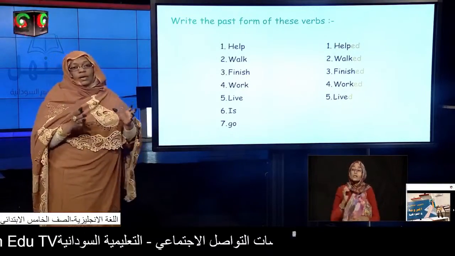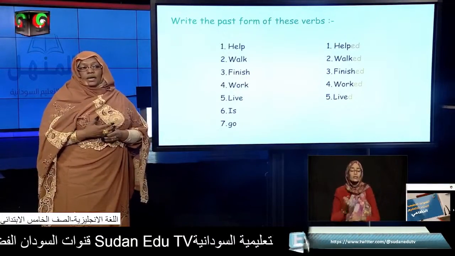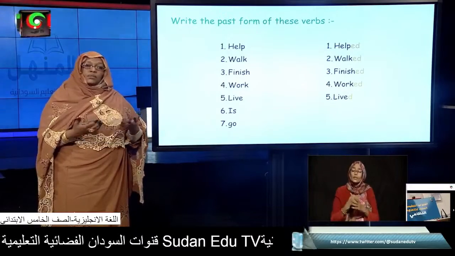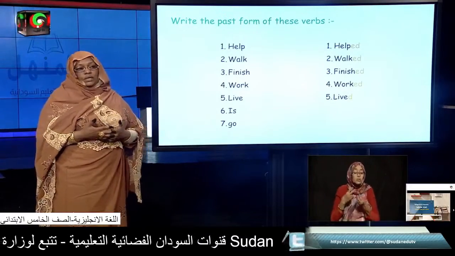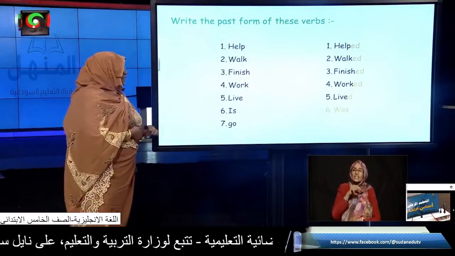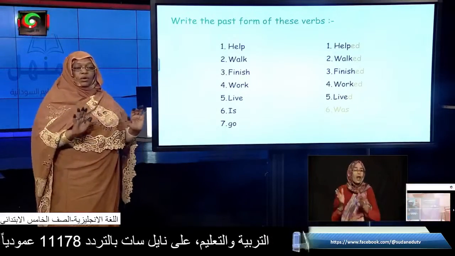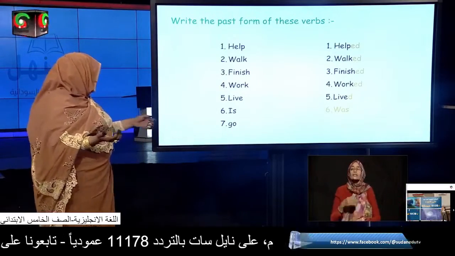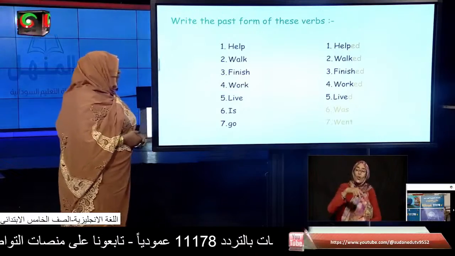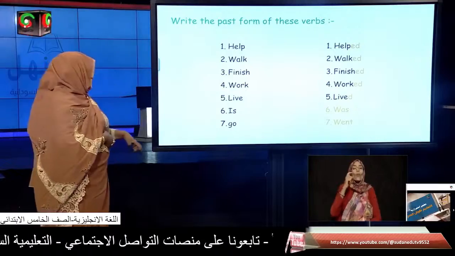As we always tell you, English has exceptions, because sometimes we don't follow the rules. Let's see what the past form of is. As you know, the past of is was. So here we don't follow the rule. We don't add ED or D. What's the past form of go? Yes, excellent. It's went. Excellent, well done.